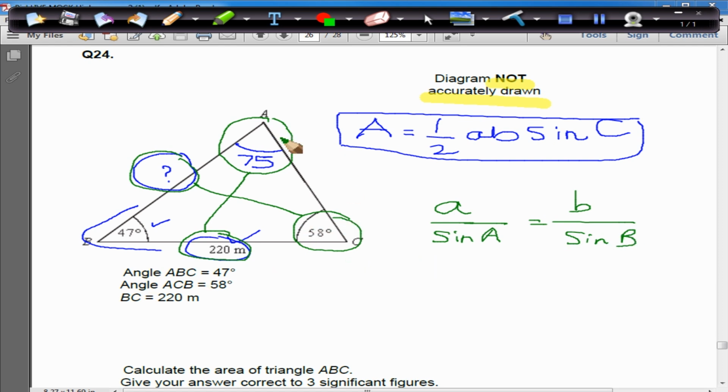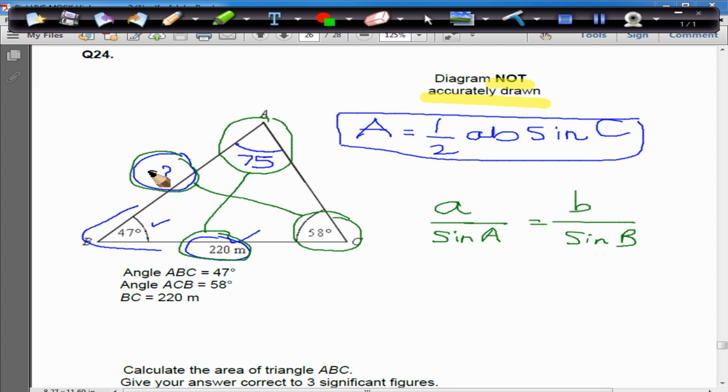Even though our little a here, this missing side, corresponds here, we could make this specific. That's the general sine rule: a over sine A equals b over sine B equals c over sine C. But according to the labeling here, we can make it specific to this particular question.